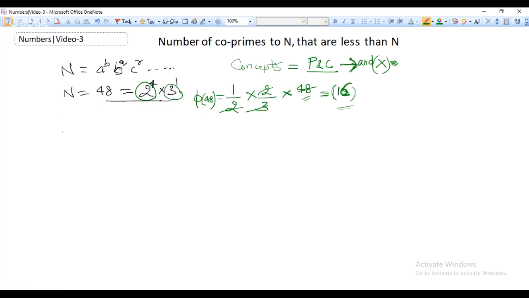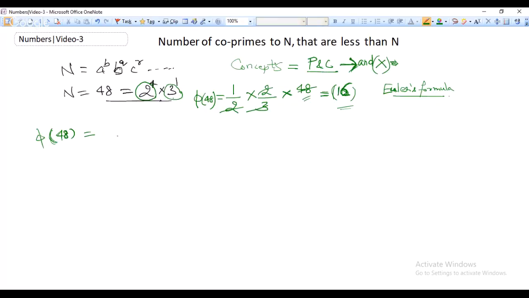Okay, let's move ahead. What are the numbers that will be co-primes of 48? So this is called Euler's formula. This is also used in getting the number of co-primes which are below a number. I will discuss that question later in the series.